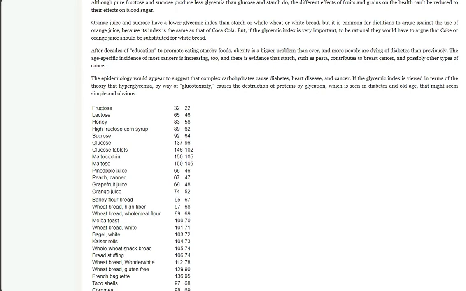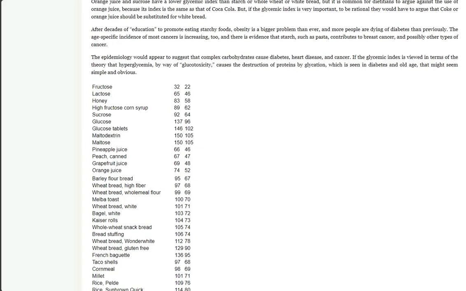Orange juice and sucrose have a lower glycemic index than starch or whole wheat or white bread. But it is common for dietitians to argue against the use of orange juice because its index is the same as that of Coca-Cola. But if the glycemic index is very important, to be rational, they would have to argue that Coke or orange juice should be substituted for white bread.